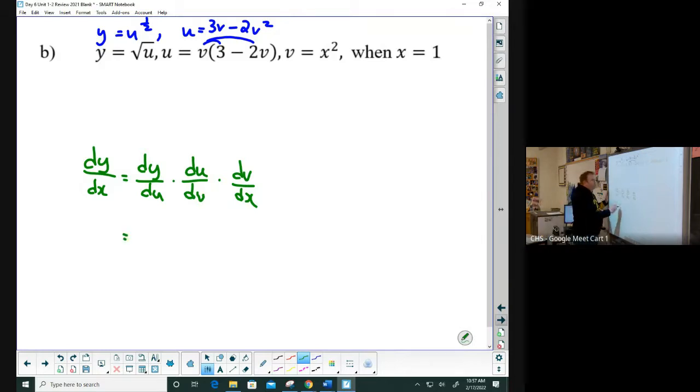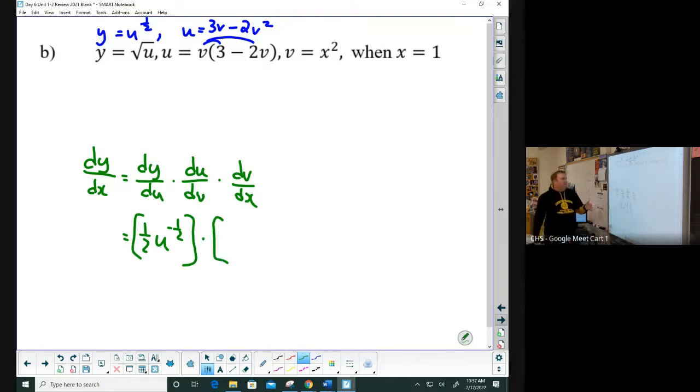Now I can go off and differentiate each little question. So the first is dy by du, which is u to the 1/2. So I'm going to go 1/2 u to the negative 1/2. I've done that a number of times. I think we're good with that. Dot. And then du by dv, that blue function is pretty easy to differentiate. It's 3 minus 6v.